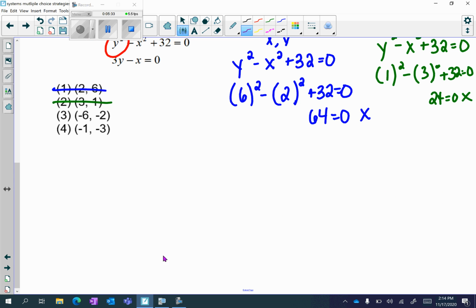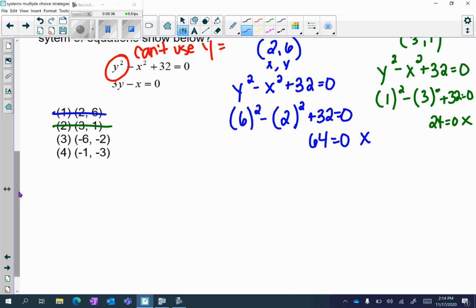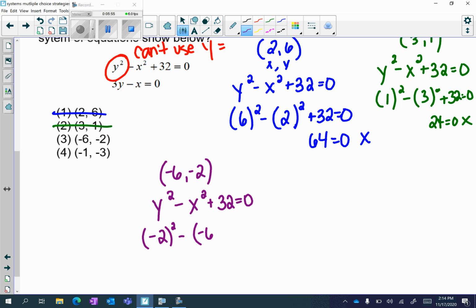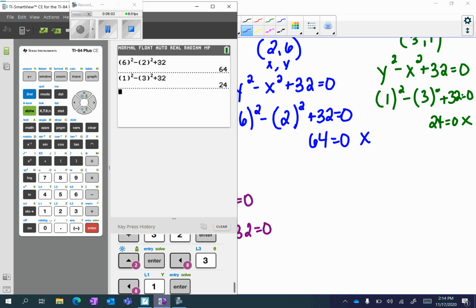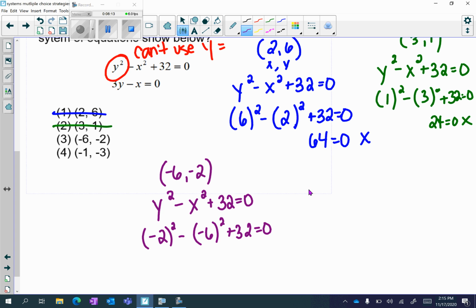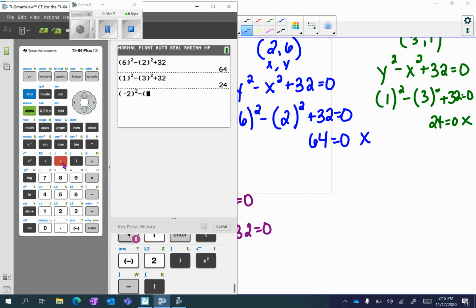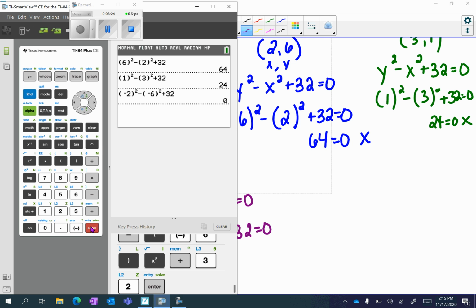3, which is (-6, -2). It's very important with the negatives that you use parentheses when you substitute. Still using my first equation, y squared minus x squared plus 32 is supposed to give me 0. (-2) squared minus (-6) squared plus 32 should give me 0. Going back to my calculator, (-2) squared. Notice how my parentheses come first. The negative is on the inside of the parentheses, and then the squared is on the outside. Minus (-6), which is inside the parentheses, squared, plus 32, and I get 0.